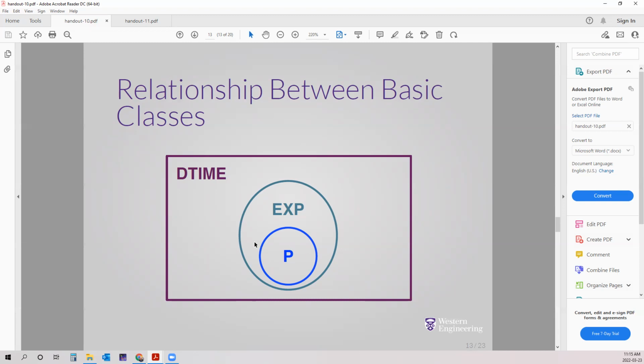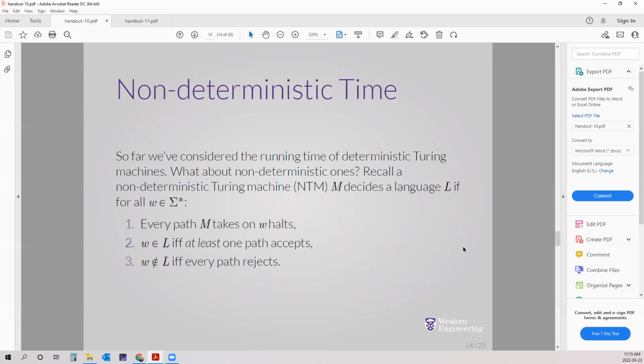So now we'll start talking about non-determinism. So far, we've considered the running time of deterministic Turing machines. What about non-deterministic ones?